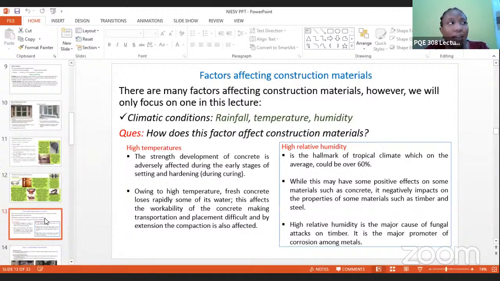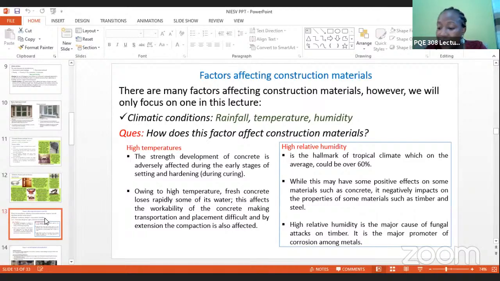You understand? The concrete will still retain its water. It will give you more time to work with the concrete. So high temperature has adverse effects on your concrete, especially at the early stage. Then another thing is, owing to high temperature, fresh concrete loses rapidly some of its water. Like I said, it affects workability, making transportation and placement difficult.